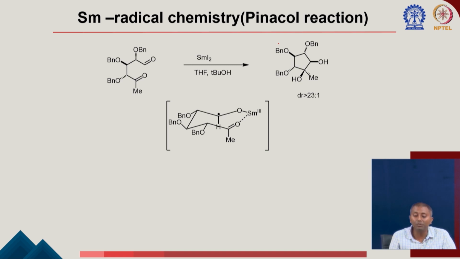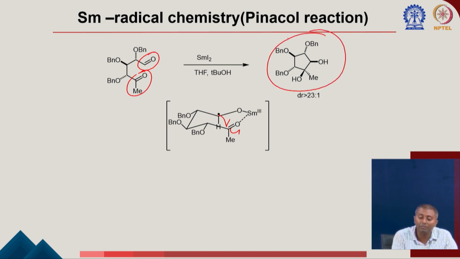Now it is going to participate in a pinacol reaction. So it is an intramolecular pinacol reaction happening. How does this reaction take place? First you can see there is an aldehyde and there is a ketone. The aldehyde is getting reduced with the samarium, and now it can either add here, or the samarium can reduce this carbonyl group. The ketone can be reduced with the samarium to generate a radical species here which can recombine to form this product. Again, the important fact is you can see that these two OH are on the same side.